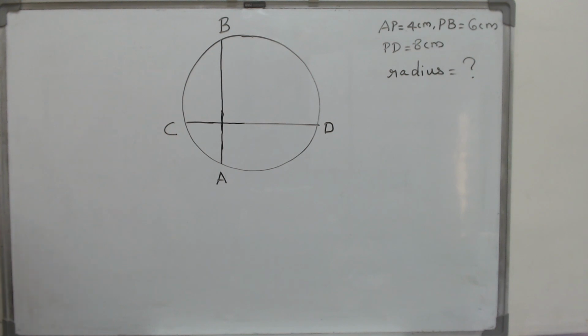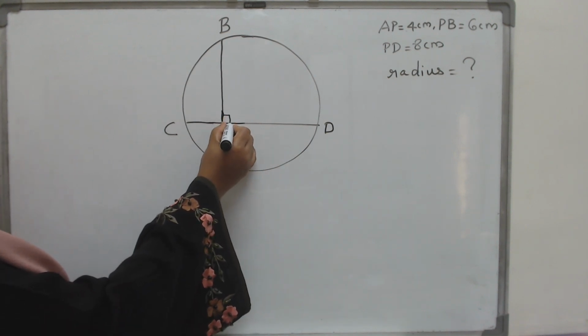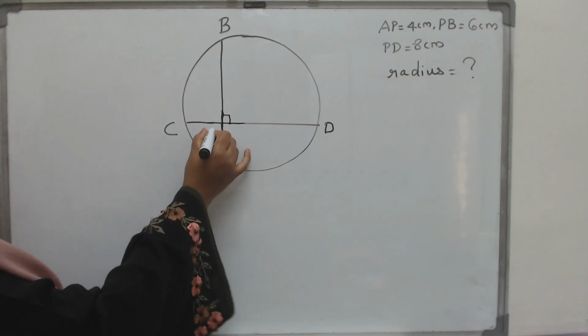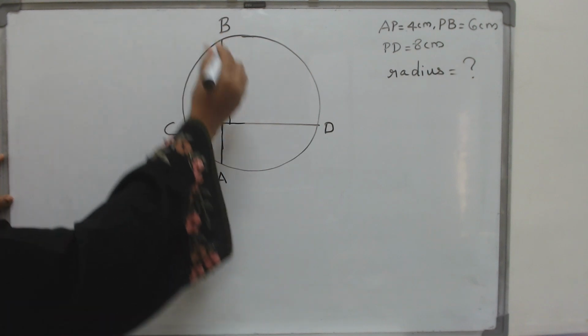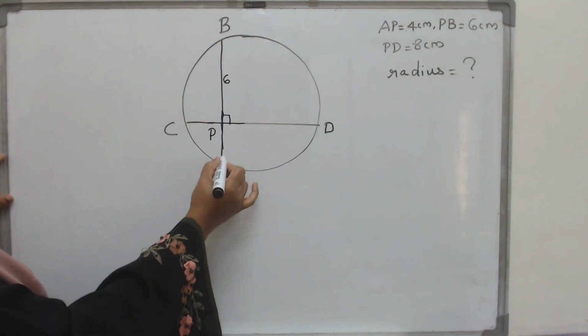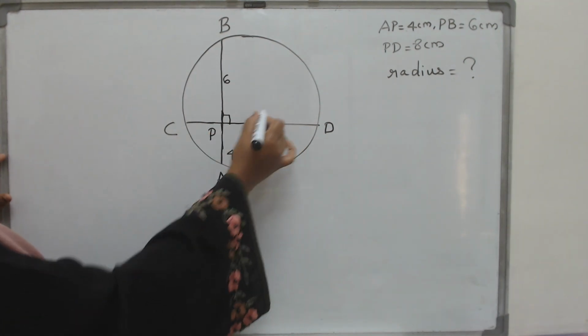Here we have a circle. We need to find its radius. There are two chords AB and CD which intersect each other perpendicularly at the point P. Some of the measurements are given. PB is 6 centimeters, PA is 4 centimeters, PD is 8 centimeters.